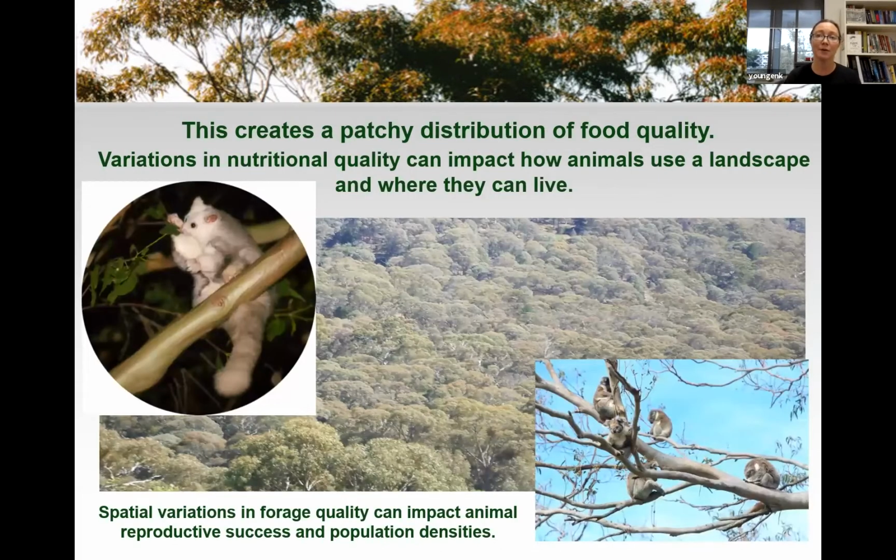This variation of foliar chemistry within and between plant species creates a patchy distribution of food quality and landscape heterogeneity that we can't usually see with the naked eye. However, research has demonstrated that variations in nutritional quality can impact how animals use a landscape and where they live. The nutritional quality of landscapes can influence animal reproductive success and population densities.